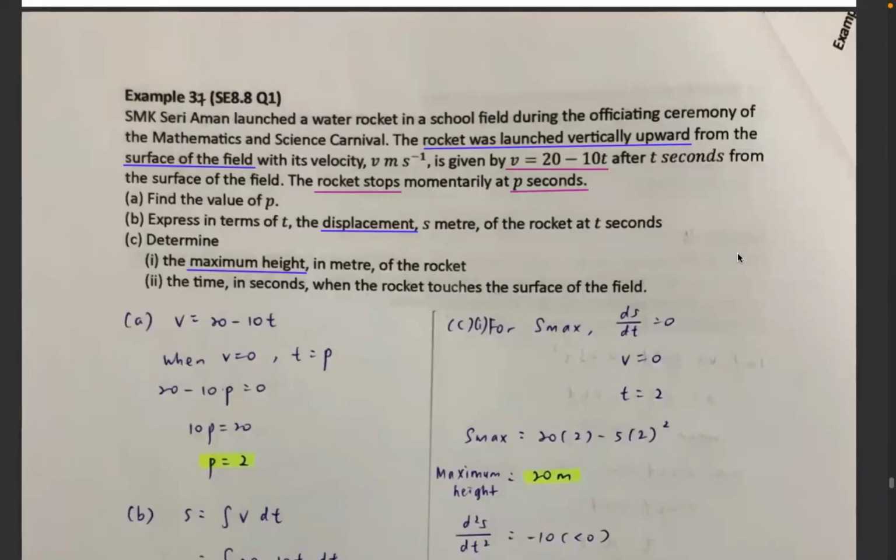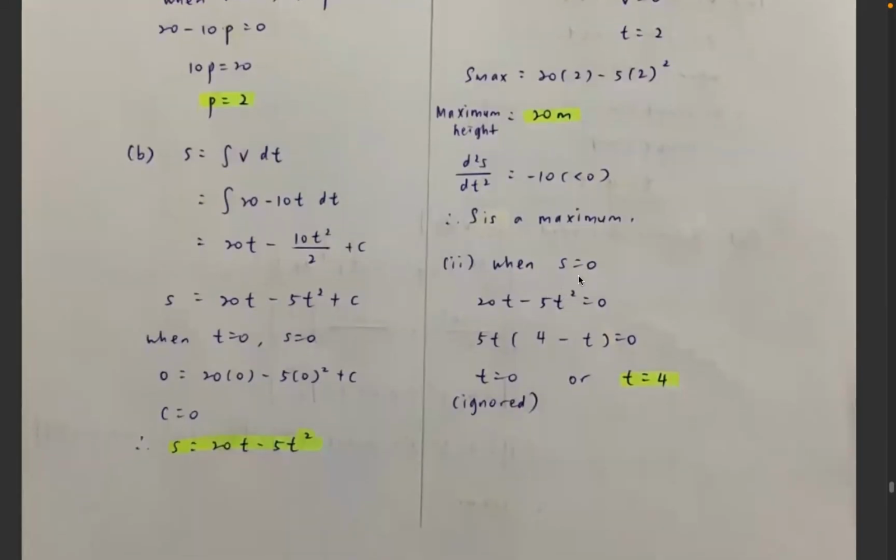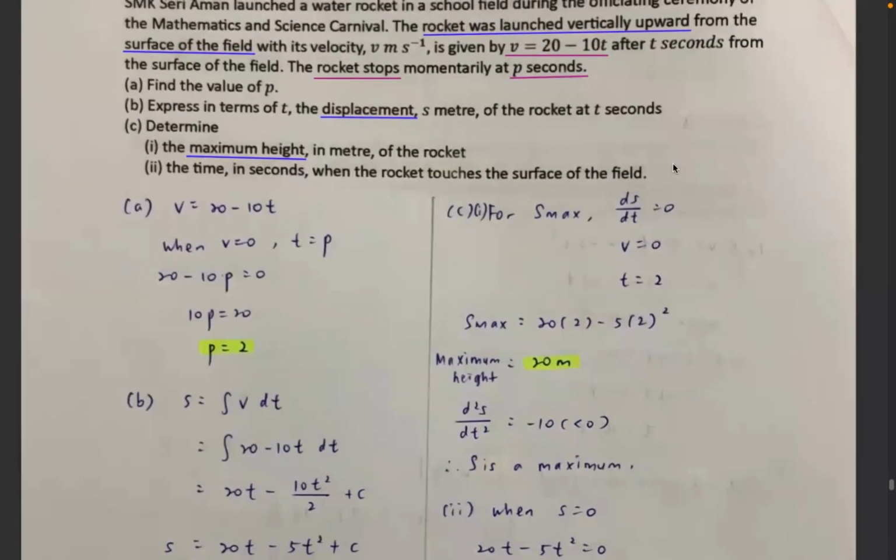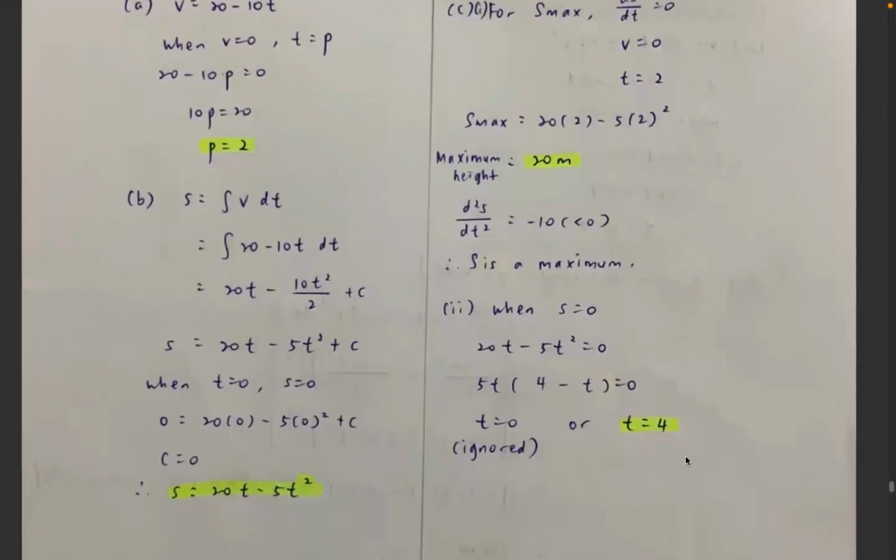C2, determine the time when the rocket touches the surface of the field. Surface of the field means s equals 0. So we let s equals 0. And this is the displacement function, 20t minus 5t squared equals 0. Then we just factorize out the common term. We have t equals 0 or t equals 4. The time when the rocket touches the surface of the field again will be t equals 4.